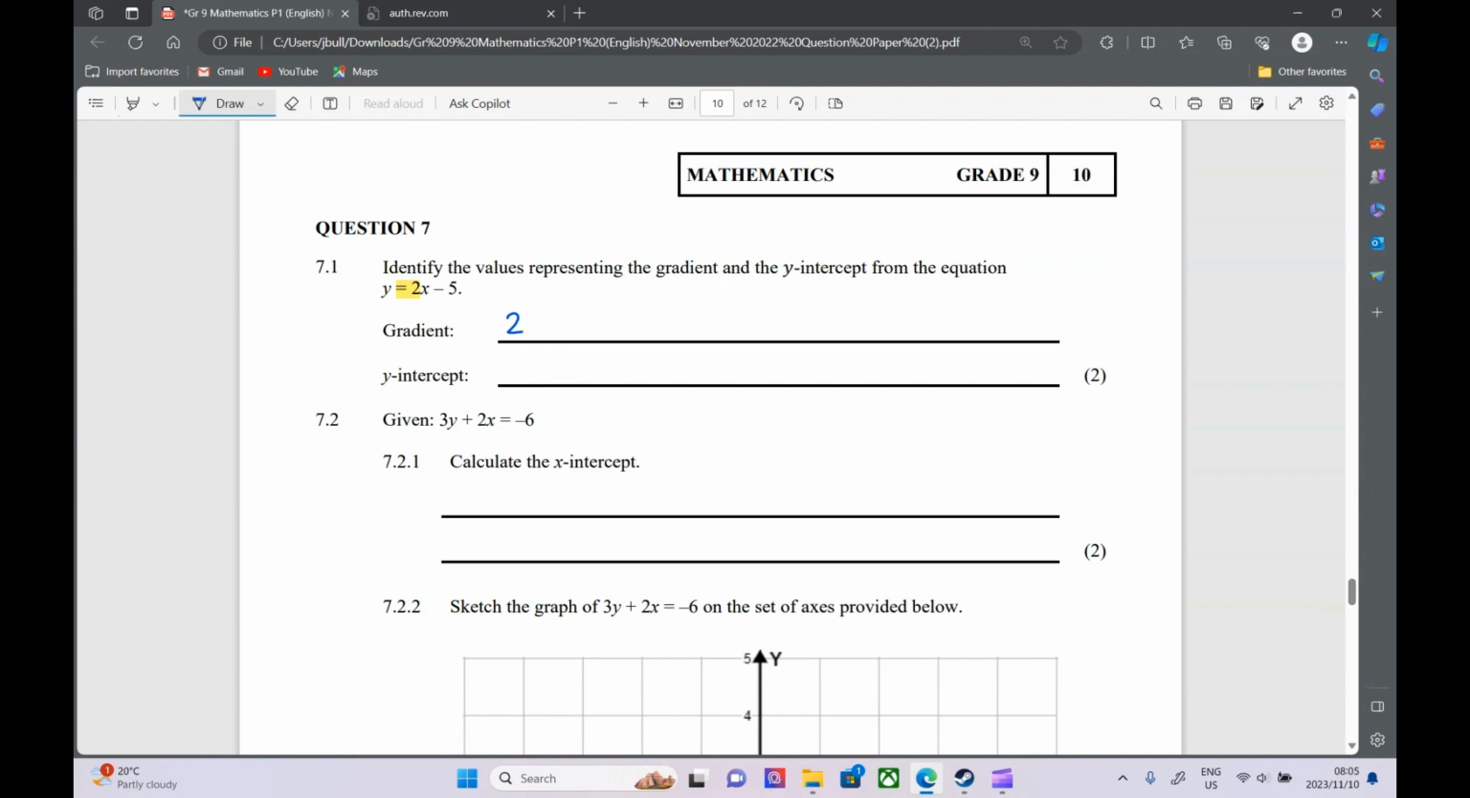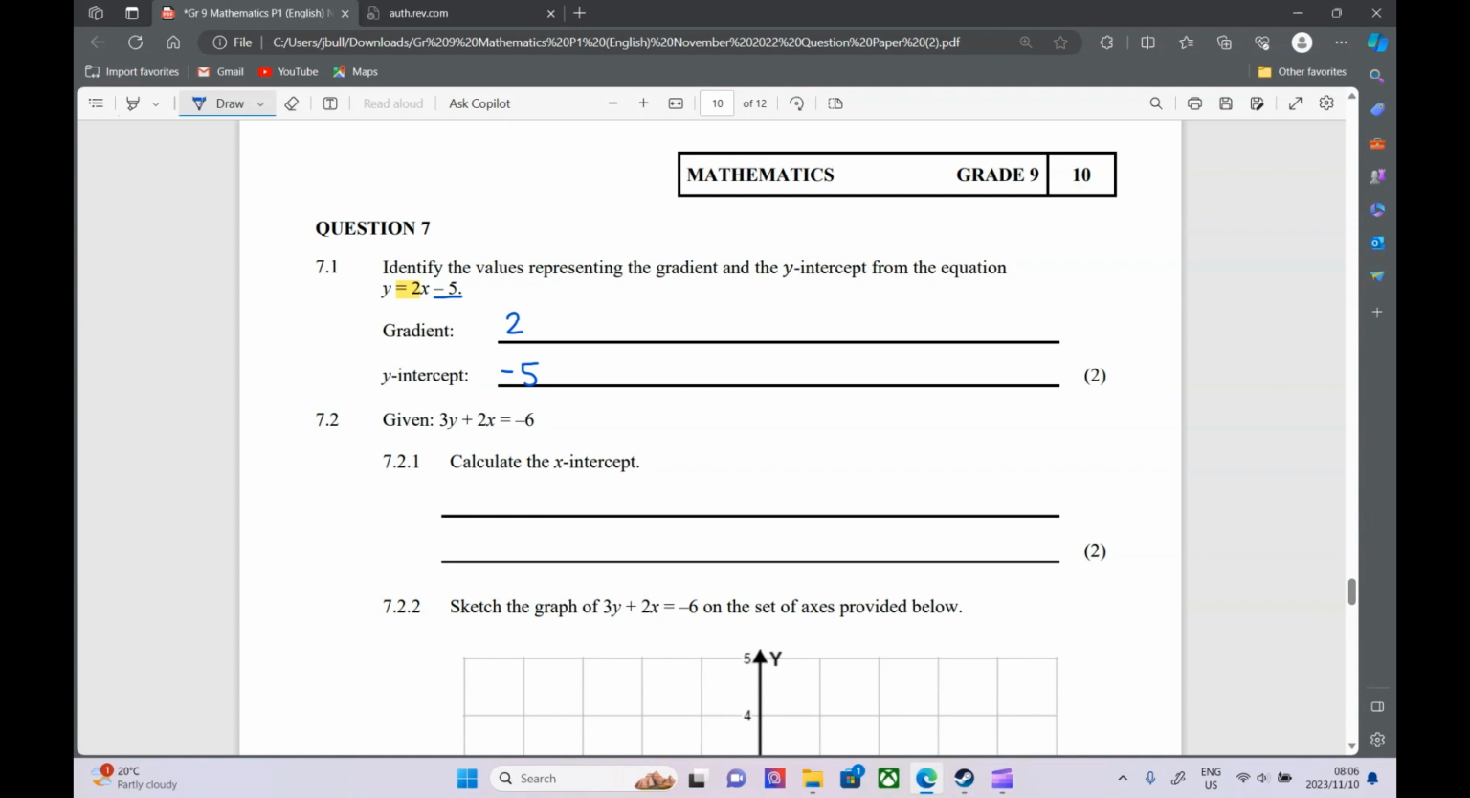And then the y-intercept is always the constant number, the number by itself, and you have to include that sign. So our y-intercept is minus 5. So they ask that one a lot. You just need to be able to read that straight off of that equation.